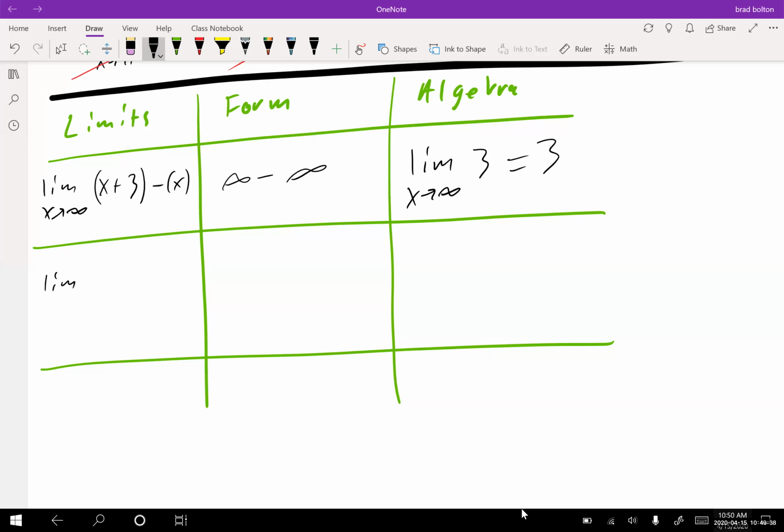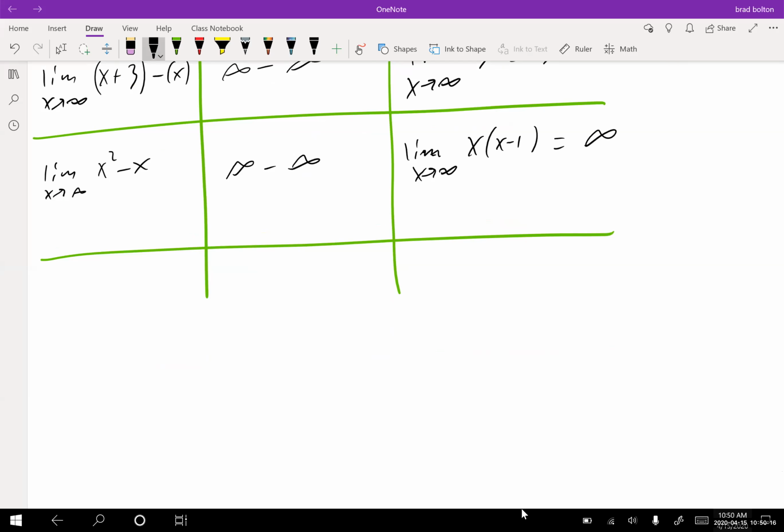Let's look at another problem. The limit as x approaches infinity of x squared minus x. Once again, this would be infinity minus infinity. But you know that this is actually the limit as x approaches infinity of x times (x minus 1), which is really infinity times infinity, which is just infinitely large.